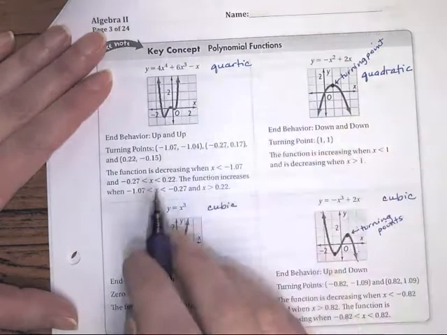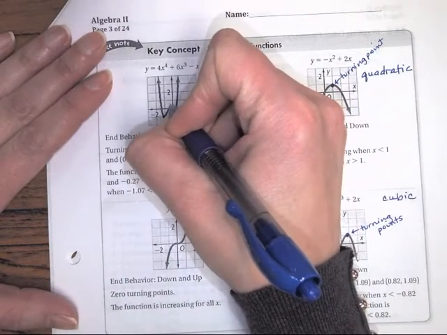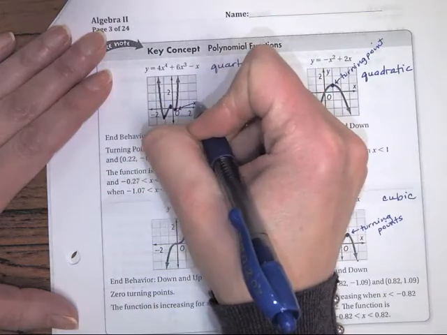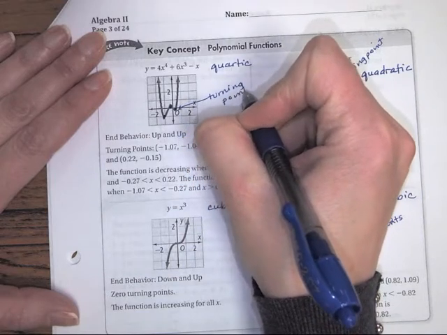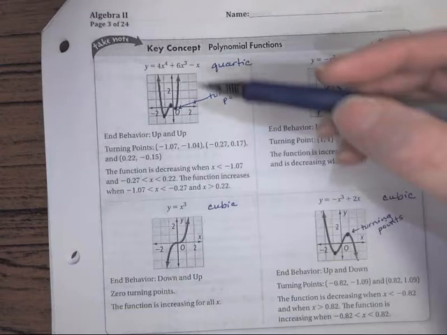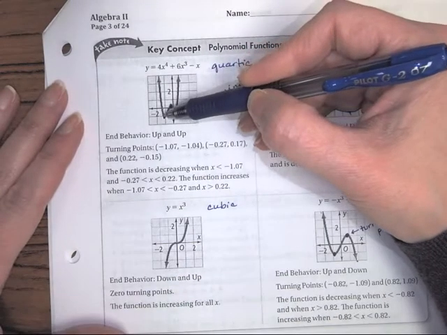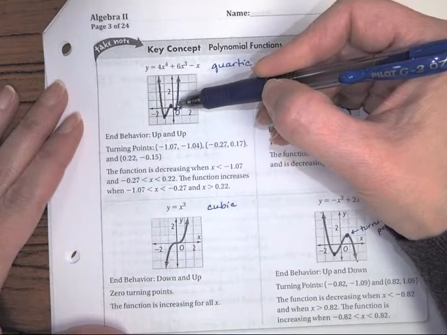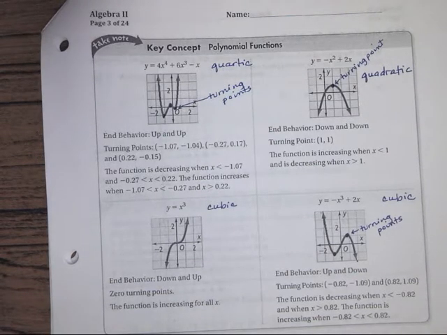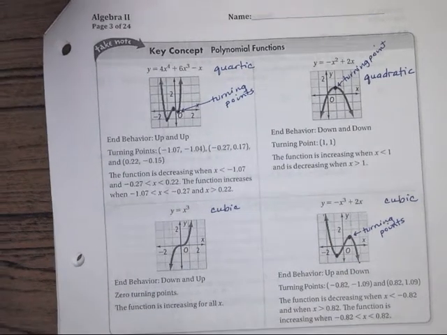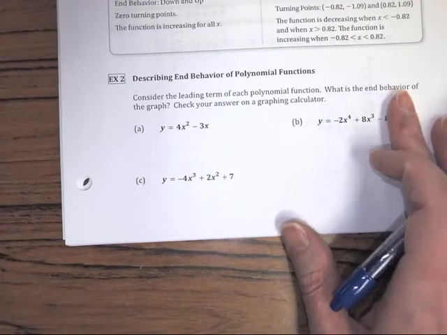With this particular one, we've got a couple of turning points. This, and this. We'll put little arrows here. These are our turning points. And these are where we go from increasing to decreasing and decreasing to increasing. So notice right here, decreasing, increasing, decreasing, increasing. So we're going up and down, up and down. All right? So all we're going to look at to determine our end behavior is our first term of our polynomial in standard form. So let's go down here to example 2.